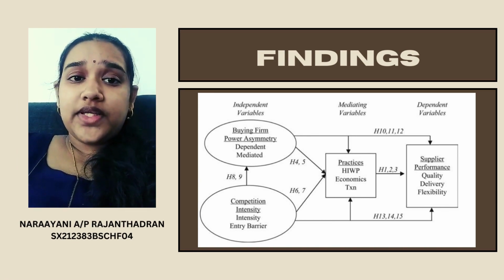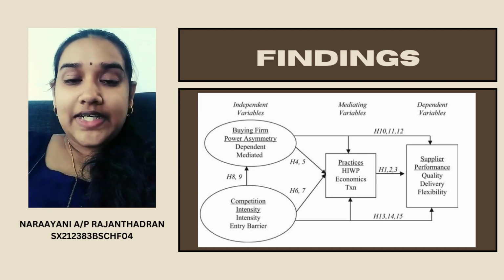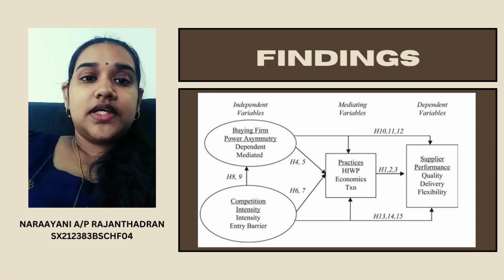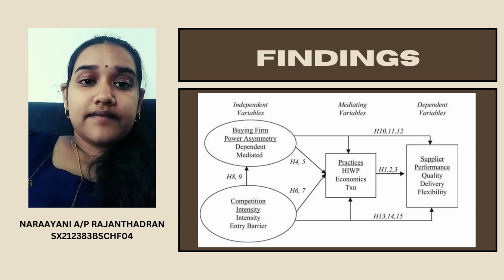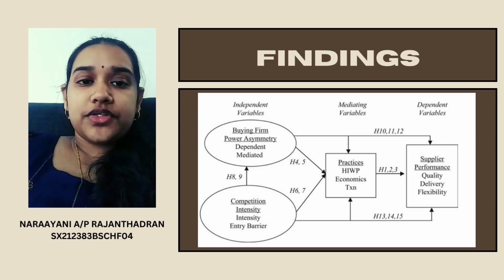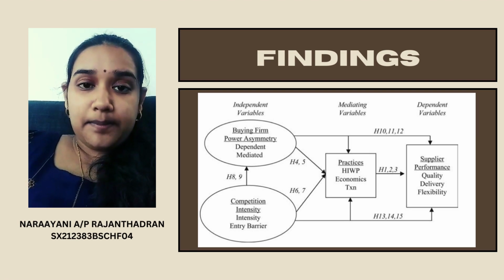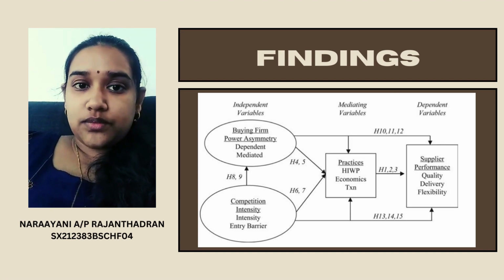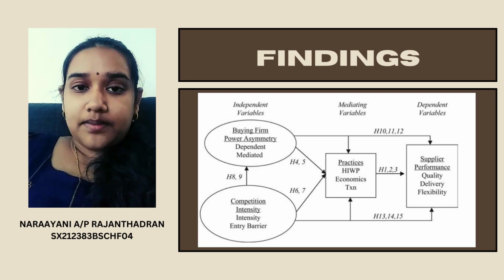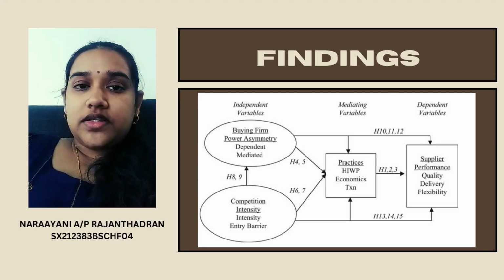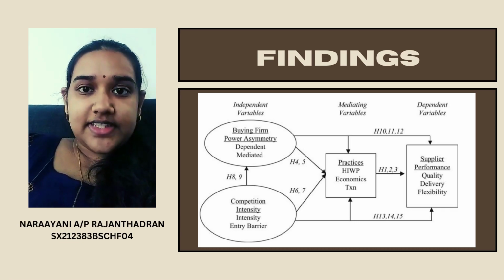I will be walking you through the findings and discussion part of this article review. Before that, let's get to know our study's variables. On the independent variable, we have power asymmetry from the buying firm with two dimensions, which are dependent and mediated. Also, we have competition intensity as an independent variable with two dimensions, which are intensity and entry barrier. Moving on to the dependent variable, which is supplier performance with three dimensions: quality, delivery, and flexibility.